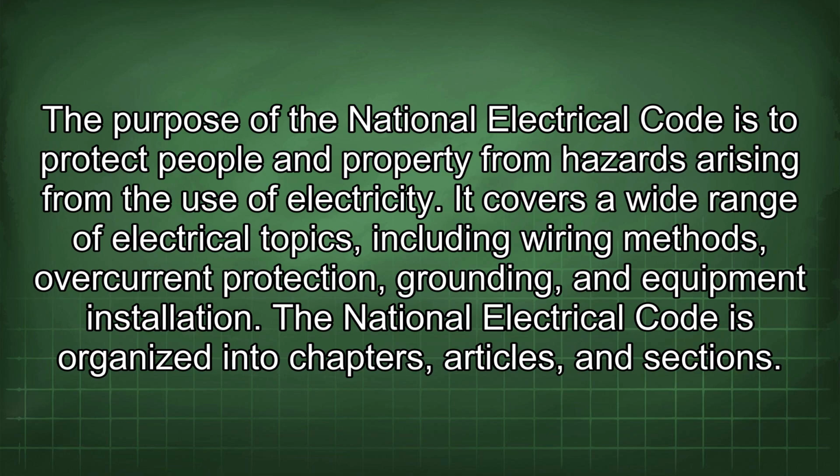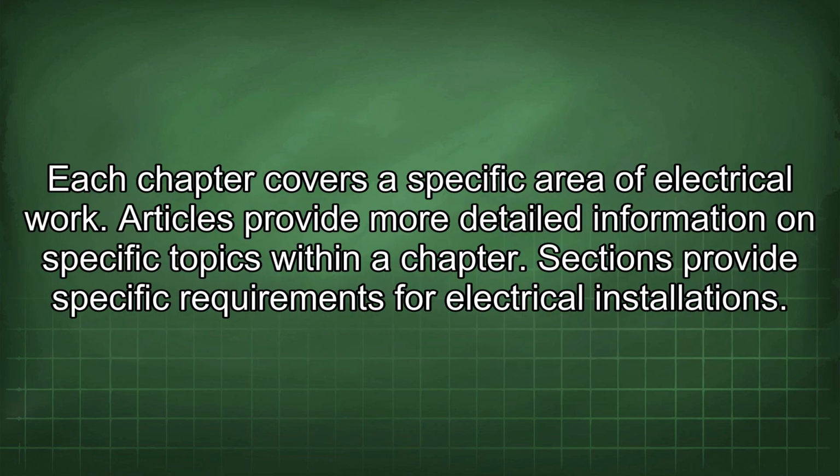The National Electrical Code is organized into chapters, articles, and sections. Each chapter covers a specific area of electrical work. Articles provide more detailed information on specific topics within a chapter. Sections provide specific requirements for electrical installations.